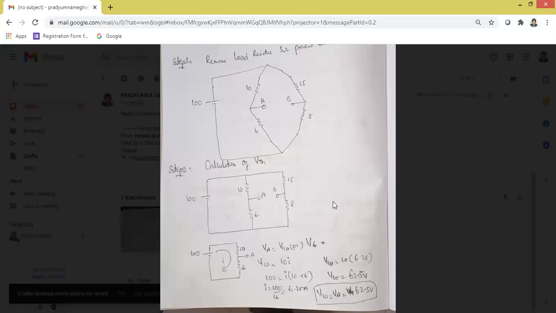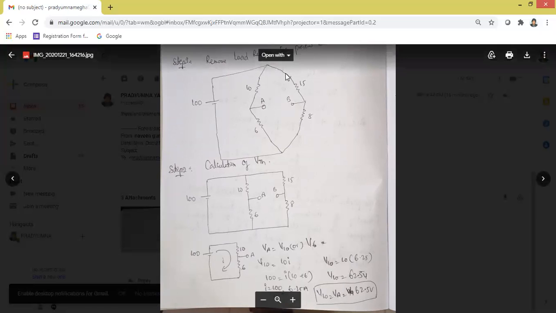But we require the voltage across the 10 ohm resistor. So I into 10, which is 62.5. We say the voltage across 10, and the voltage across the terminal A, is equal to 62.5. Let us see the next case in the circuit.